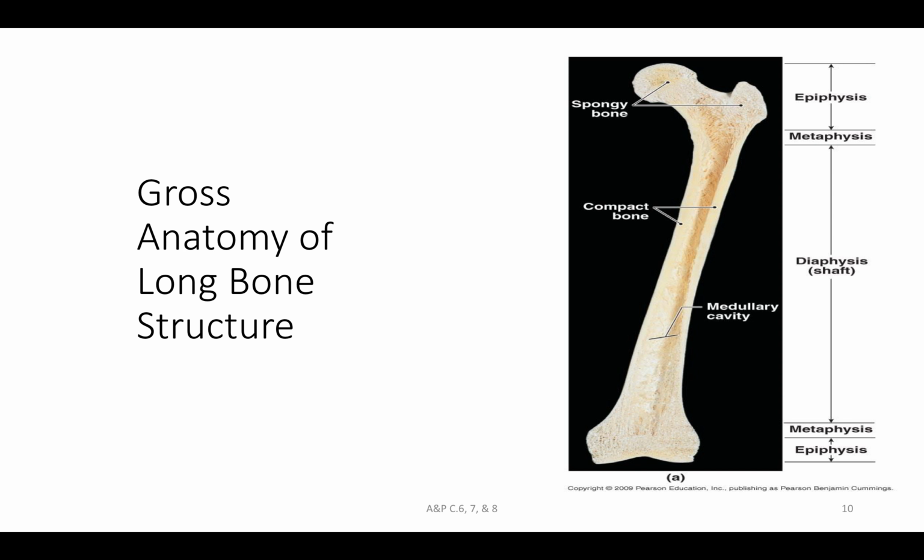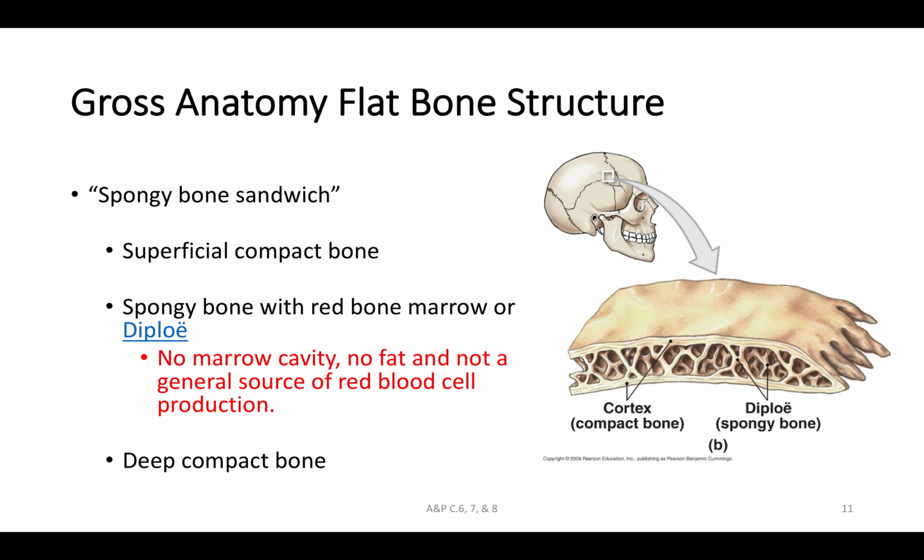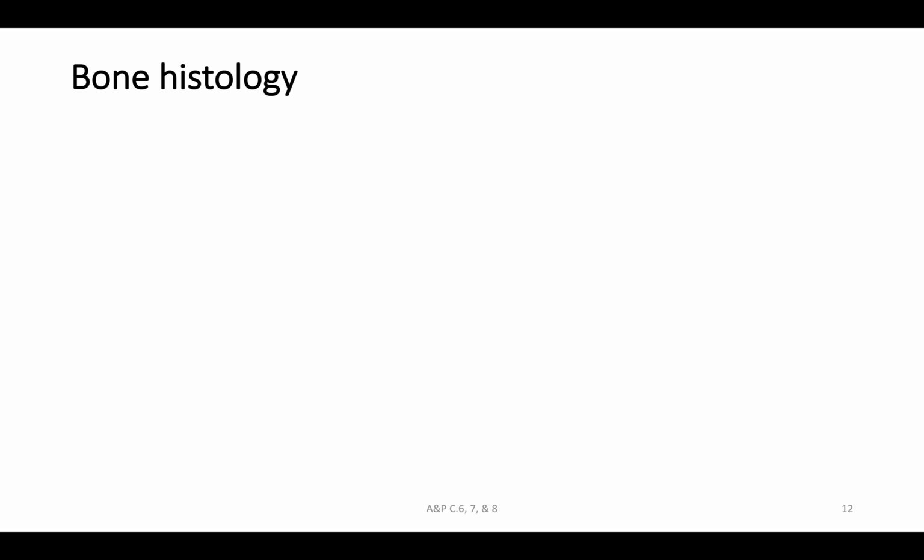In between the epiphysis and the diaphysis is the metaphysis. And then inside the diaphysis, we find the medullary or the marrow cavity. We then took a look at spongy bone. We call it a spongy bone sandwich because it's going to have a layer of compact bone, spongy bone in the middle, followed by a bottom layer of compact bone.